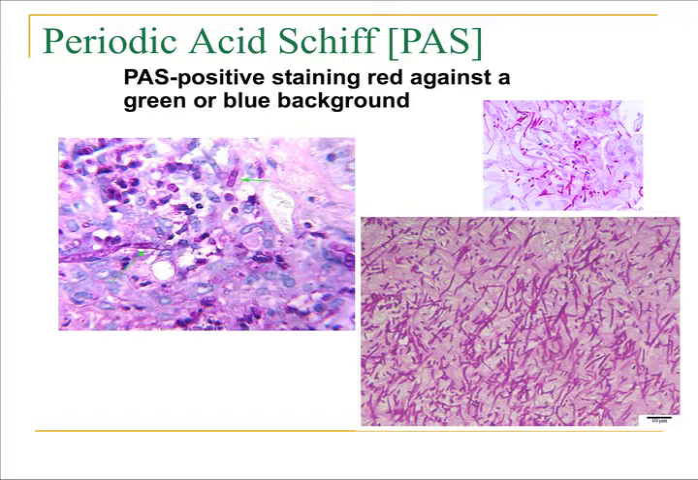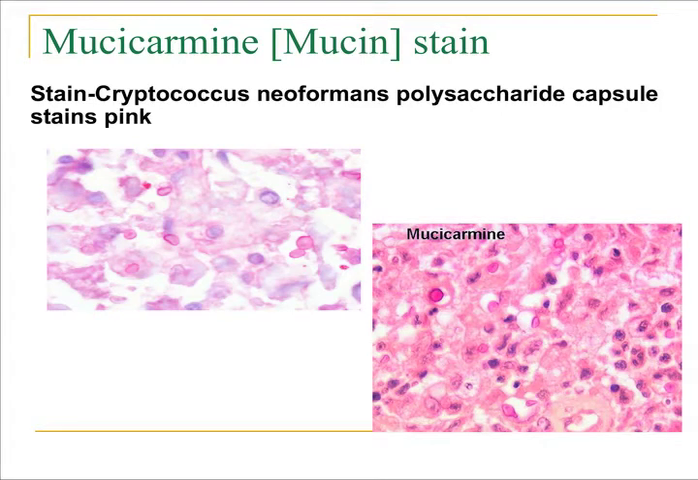On the next slide is the mucicarmine stain, or sometimes known as the mucin stain. This stain is specific for Cryptococcus neoformans and Cryptococcus gattii polysaccharide capsule. It will stain pink on this prep. This stain is virtually exclusive for Cryptococcus neoformans and can be used to help you identify C. neoformans and its close relative gattii in tissue when you are confused that it could be possibly another yeast species.